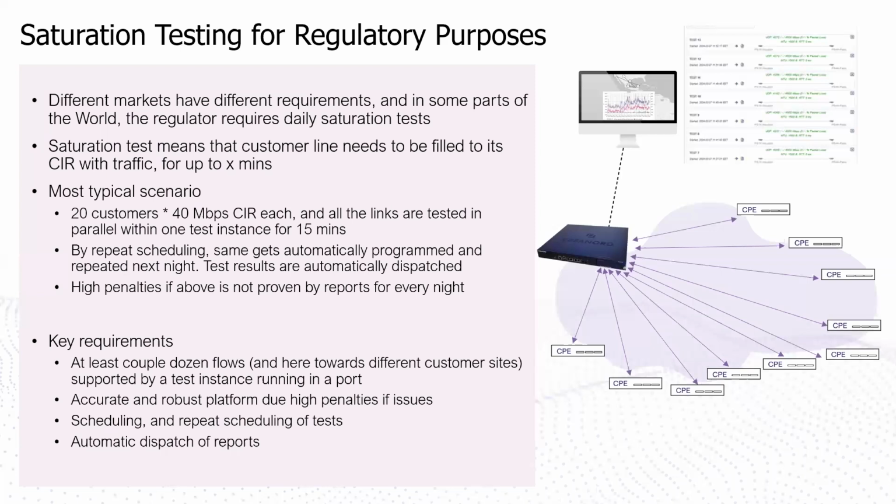For such a use case, the solution does not need to be super scalable, but it has to have great reliability, as penalties of failing to report customer links being tested successfully each night are high. Repeat scheduling of tests or a good API is also important to have to save time, as well as a reports auto-dispatch feature so that repeated human work and errors can be minimized.